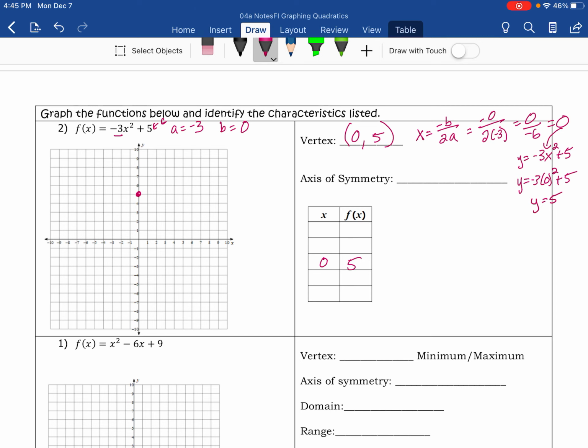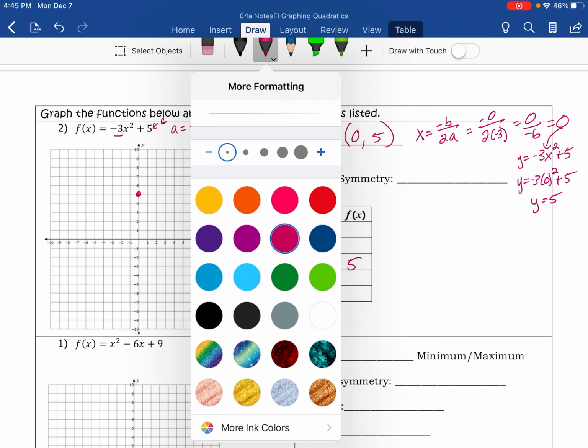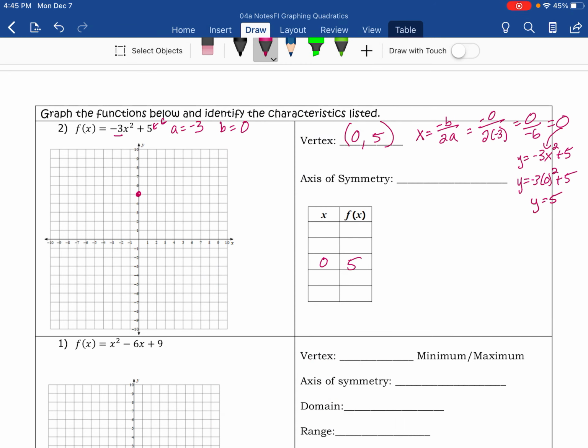Now I need 4 other points. We'll talk about the axis of symmetry in a minute. So I want to pick a point to the left. I'm going to pick an X value of -1, and then I'm going to pick an X value of -2, and then 2 X values to the right. I'm going to pick +1 and +2. So 2 to the left, 2 to the right.